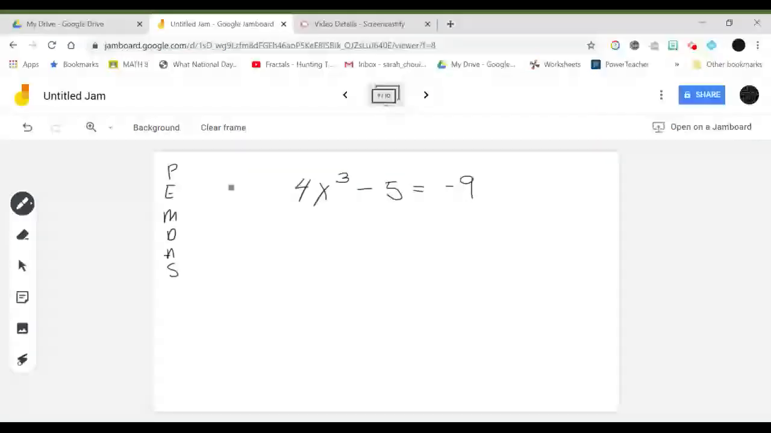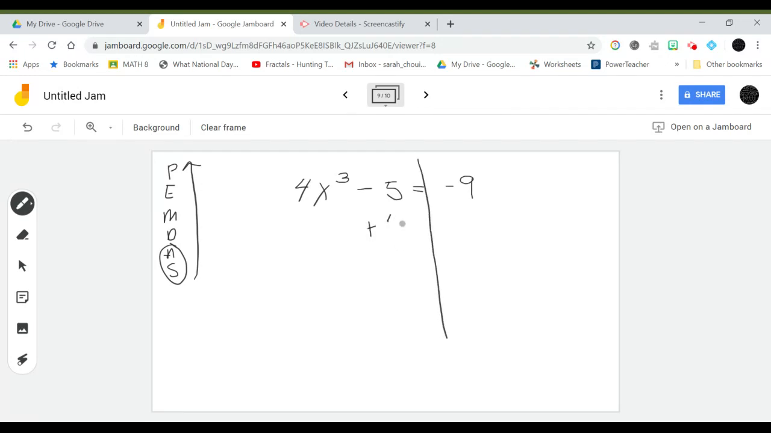All right, one last one. So reverse order of operations. So we've got to get rid of the subtraction first by adding 5 to both sides. And that leaves us with 4x cubed equals negative 9 plus 5 is negative 4. Then I've got to get rid of my multiplication by dividing both sides by 4.